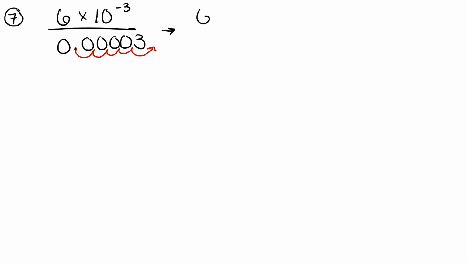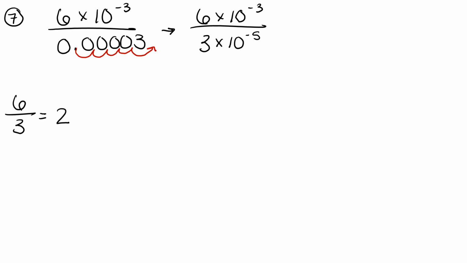And so we can rewrite our problem as 6 times 10 to the negative third, and then 3 times 10 to the negative fifth. Now, when we divide, 6 divided by 3 is just going to give us 2. And when we're dividing, we would subtract our exponents.